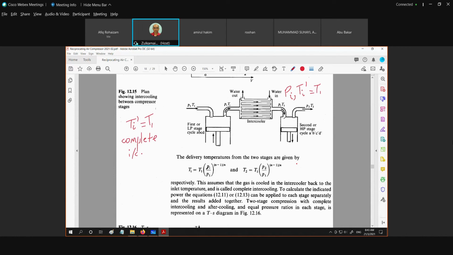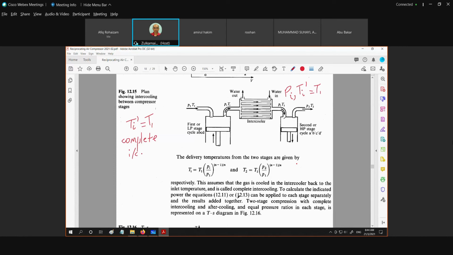Okay? Ini cara dapatkan T1. This is our pressure ratio. Ini cara dapatkan T2. This is our pressure ratio. Now, this is T1, T1 bukan T1 prime. Patutnya T1 prime lah. Patutnya kalau original formula, this should be T1 prime for the second compression process. Okay. Tapi ditulis sini T1, which is this case, complete intercooling. Nampak? This assume that the gas is cooled in the intercooler back to the inlet temperature, and is called complete intercooling.